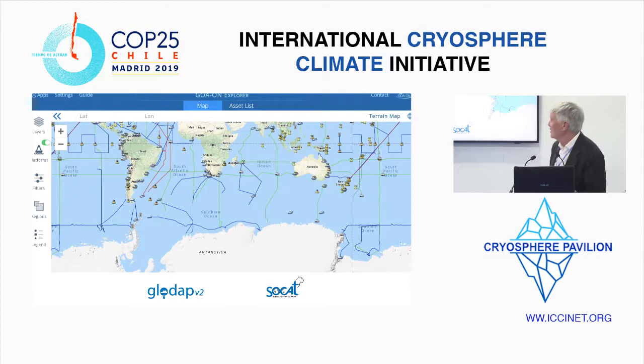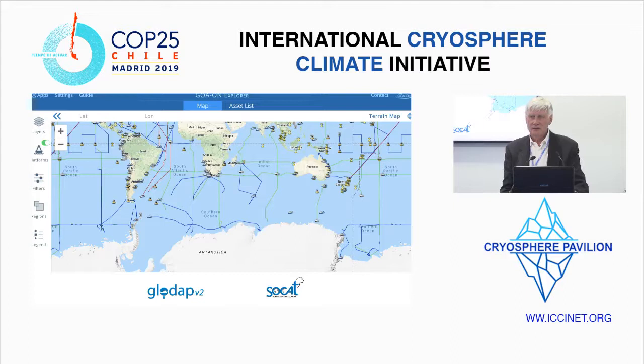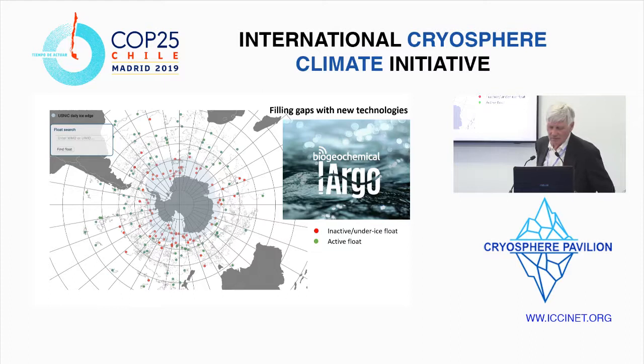And there's a bunch of other icons on there. The only surface mooring I'm aware of is this one here that's reporting data through the year. And so it's a really sparse observation set, and that makes validation of models difficult. It makes understanding what's changing difficult, and the extremes that are really important for understanding biological response are very difficult to characterise.